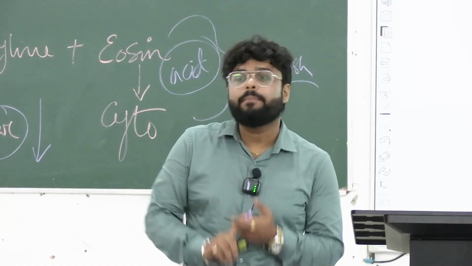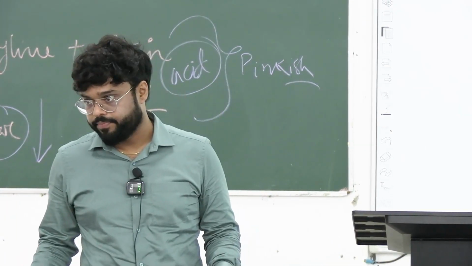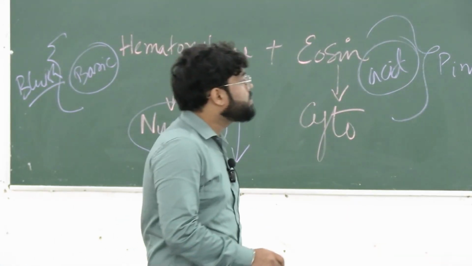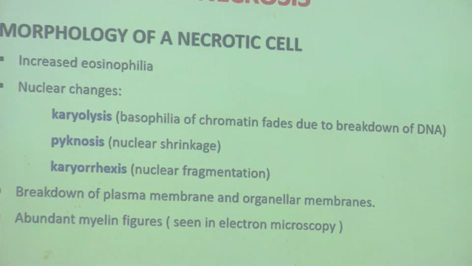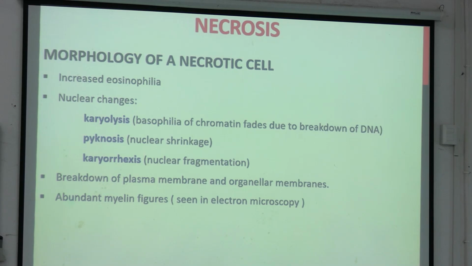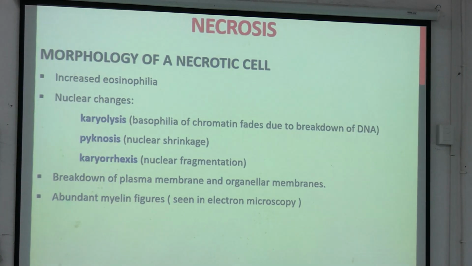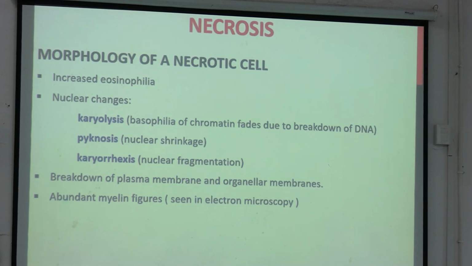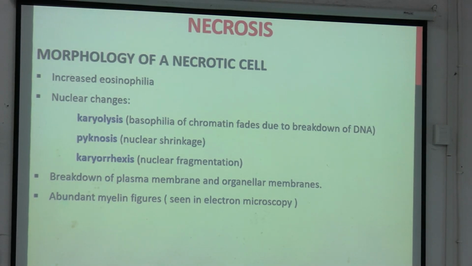there will be fragmentation of nuclei, fragmentation of chromatin. So the basophilia of chromatin fades due to the fragmentation of chromatin, that is, due to the breaking down of DNA. The basophilia will be fading. As I said, the hematoxylin stain decreases because the nuclear content is degrading. It is known as karyolysis.